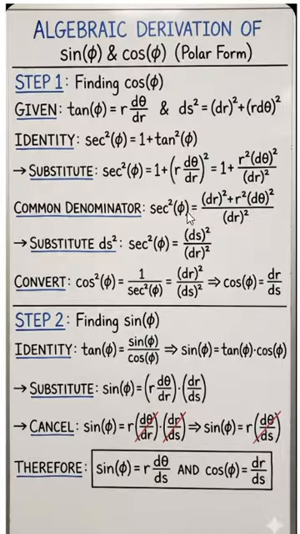if you take the LCM, secant square phi is equal to (dr whole square plus r square into d theta whole square) divided by dr whole square. We already know that dr whole square plus r square into d theta whole square is equal to ds square. Therefore, secant square phi is equal to ds square by dr square. This means cos square phi is equal to 1 upon secant square phi, and then we can easily find that cos phi is equal to dr by ds.